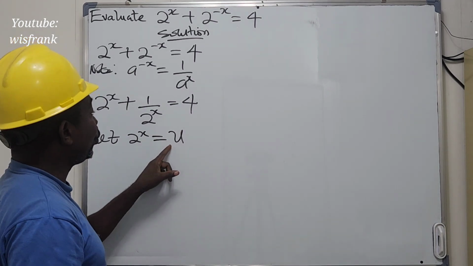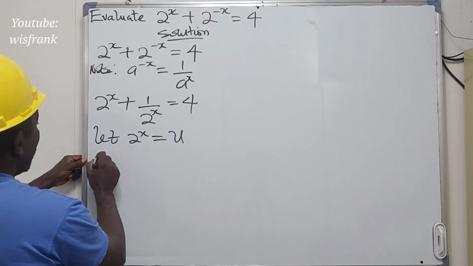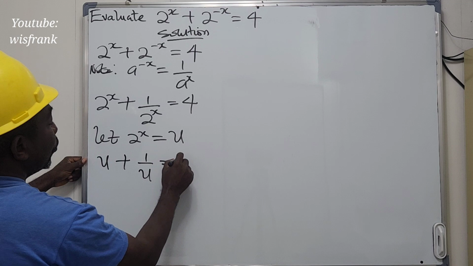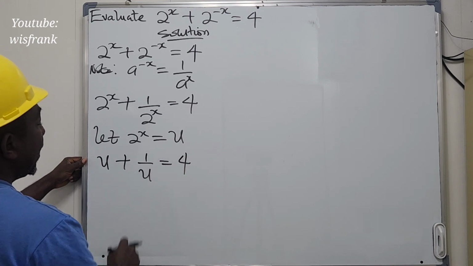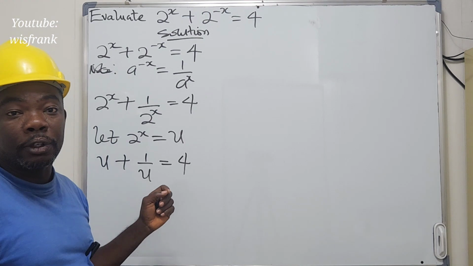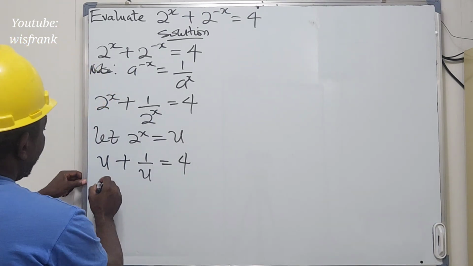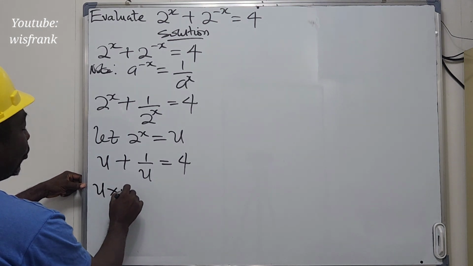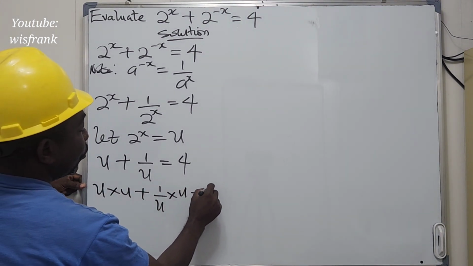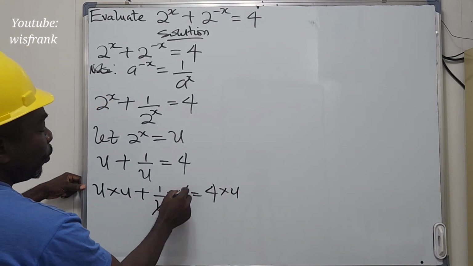So we are going to substitute u in the place where we have 2 to the power of x. So this will become u plus 1 all over u equals to 4. And here, for us to clear this fraction, because 1 all over u is a fraction, we have to multiply all through by u. So this will become u times u plus 1 all over u times u equals to 4 times u. In this case, u cancels here and u cancels here.